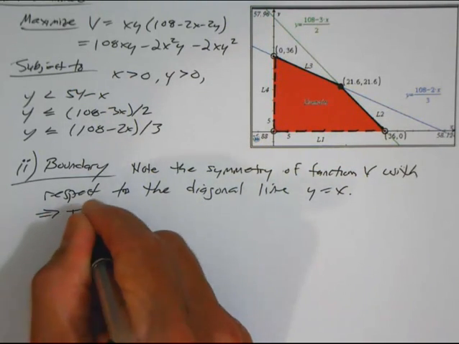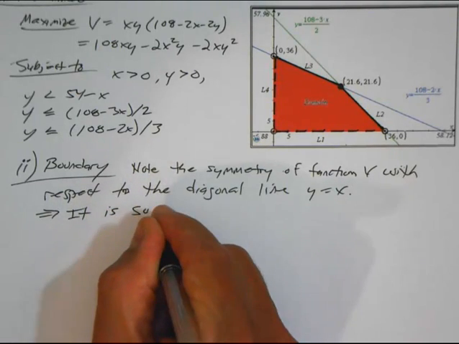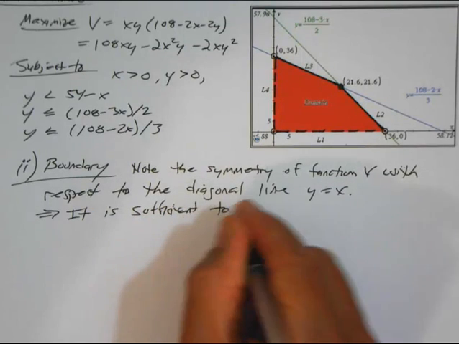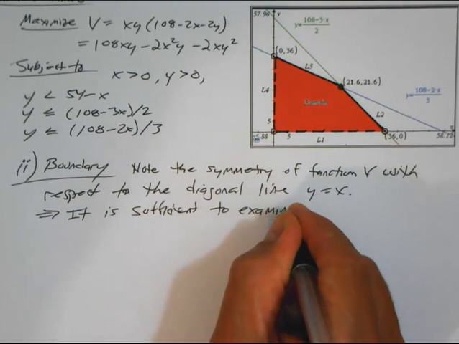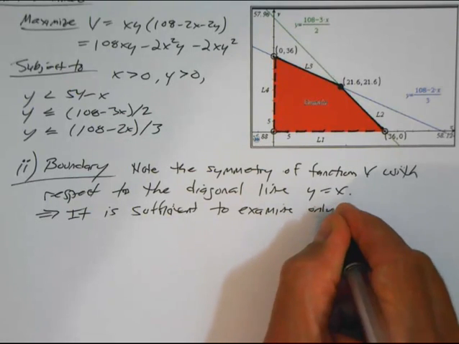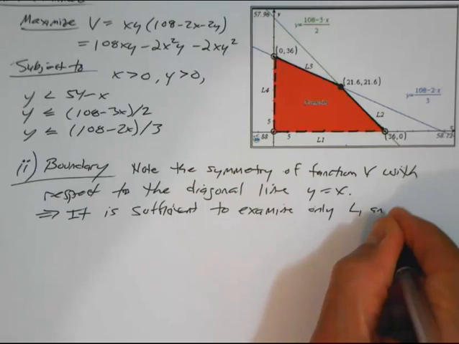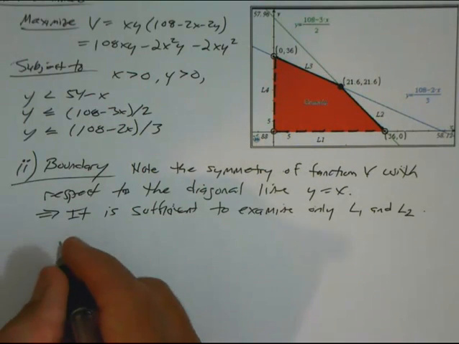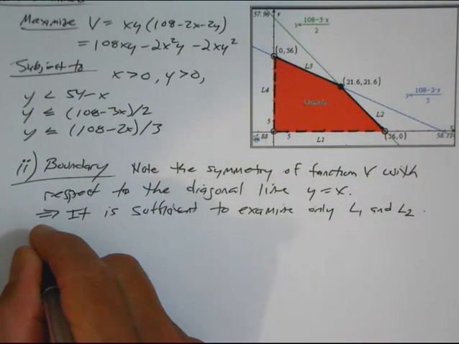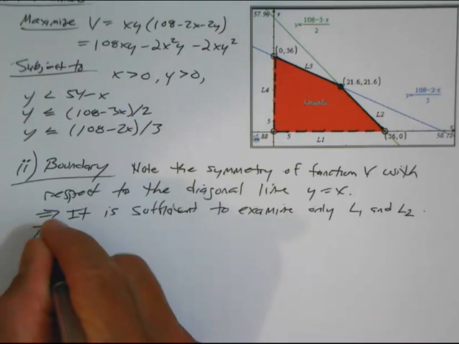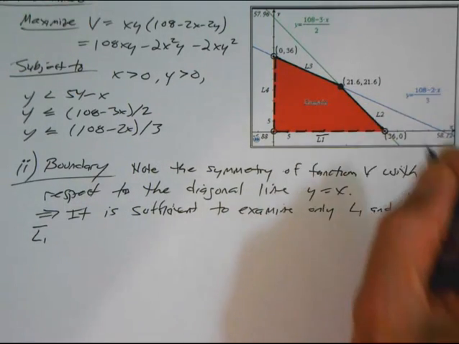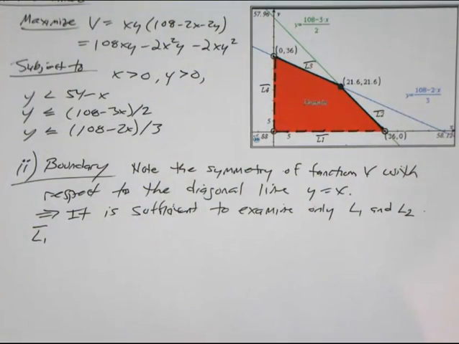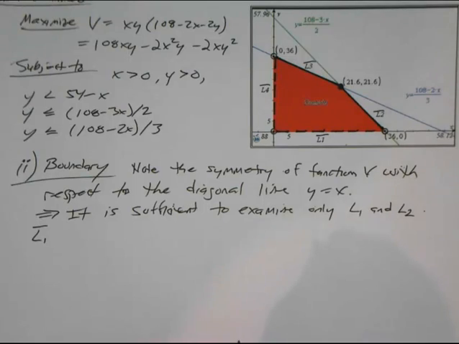So, it is sufficient to examine only L1 and L2. Okay, let's start there. Alright, so let's begin with line segment L1. I like to call these line segments, so I'm going to name them L1, L2, L3, L4 with little bars on the top so they don't appear to be full-fledged lines.